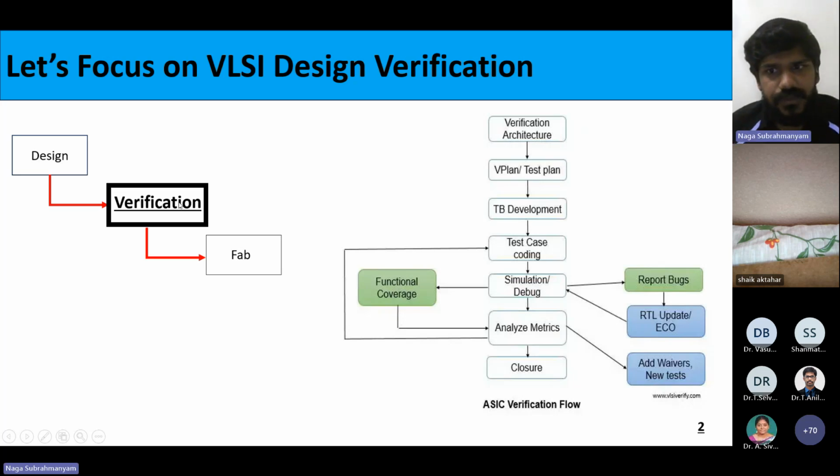Let's focus on the verification. This is the verification flow. I hope most of you are aware of it. First we'll sit with the manager level verification architecture. Then we will plan accordingly what and all the items we need to verify. I will show you how a verification plan will be. After that we will develop the environment, which is called the test bench.